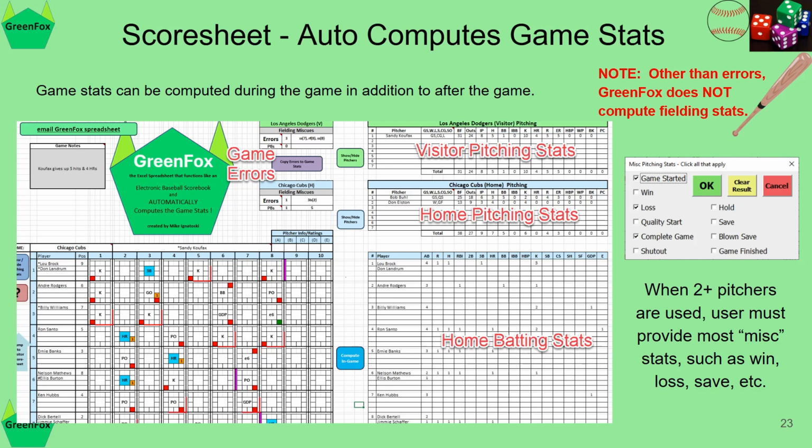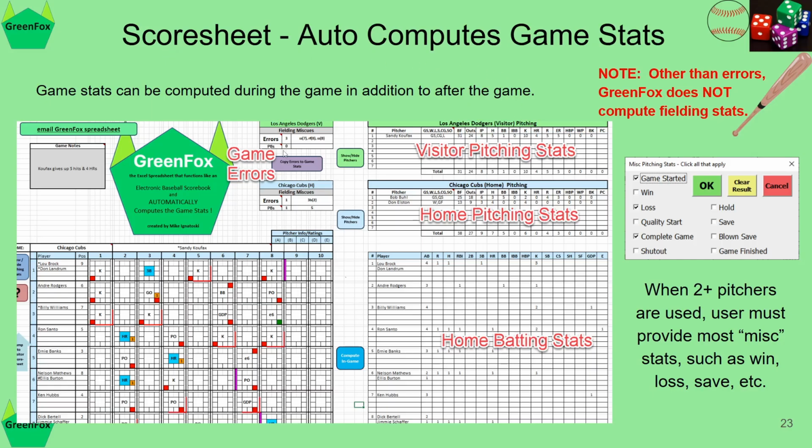One of the best things about the score sheet, if not the best thing, is the fact that when your game is over on your score sheet, with the click of a button, it'll automatically compute essentially all your game stats. And you can also compute them during the game if you want to. But this kind of shows where it puts them: the home batting stats, the home pitching stats, there's visitor pitching, and up here we don't see the visitors' score sheet and their batting stats.